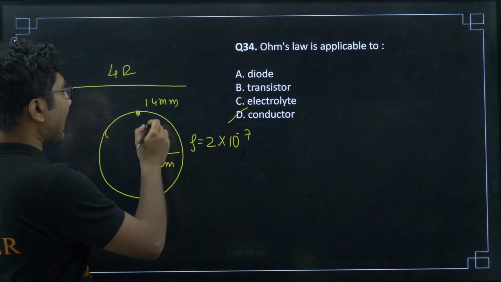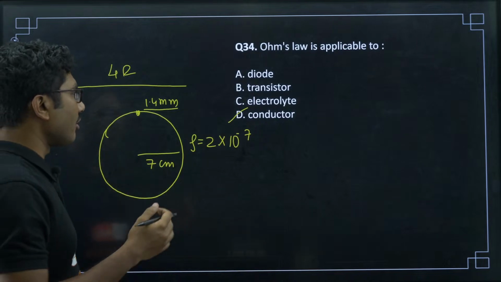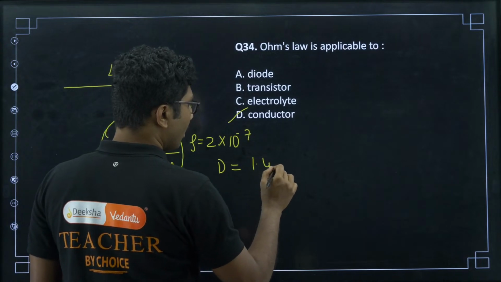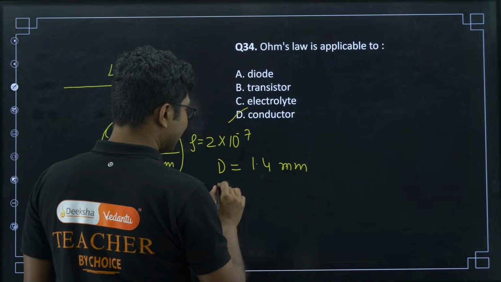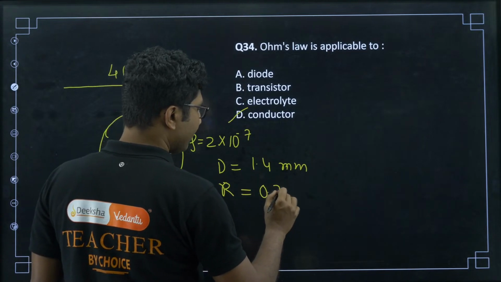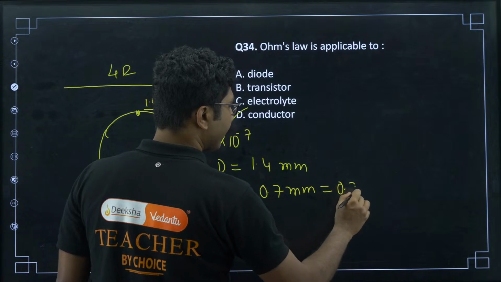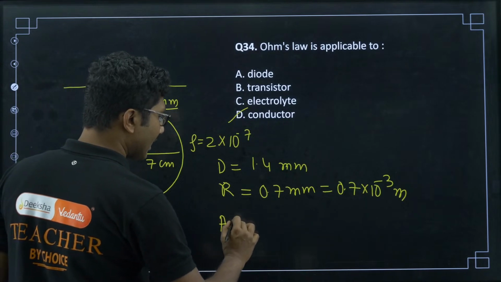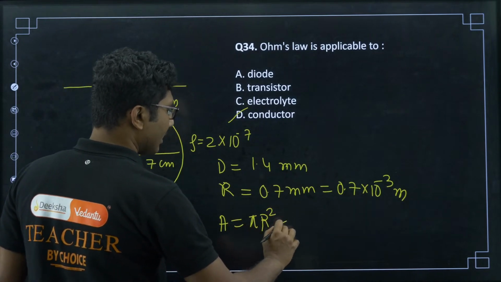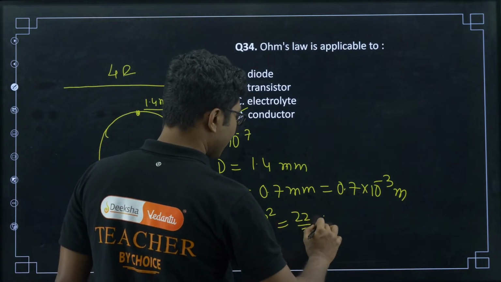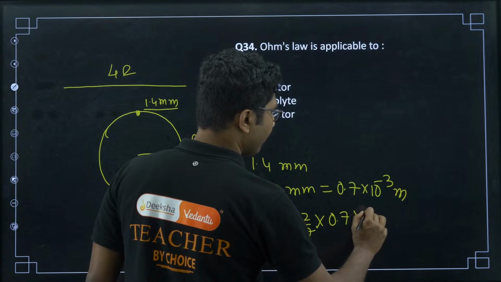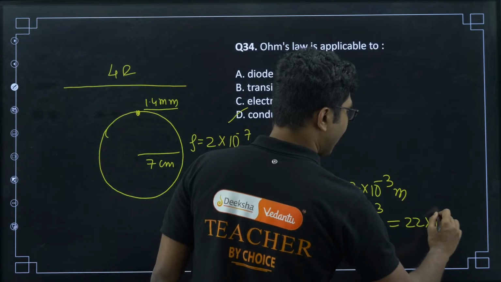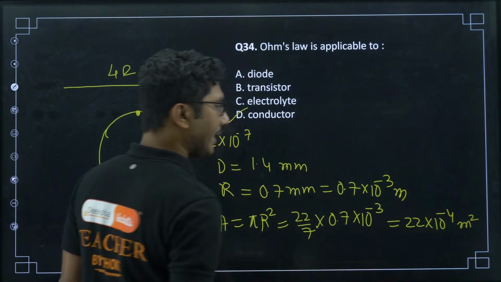So, rho is given, diameter is given. D is 1.4 millimeter, so the radius is 0.7 millimeter, that is 0.7 into 10 to the power of minus 3 meters. Now you can calculate the area, pi r square, that is 22 divided by 7 into 0.7 into 10 to the power of minus 3 whole squared. You can cancel, and you will get 22 into 10 to the power of minus 4 meter square. That is the area.